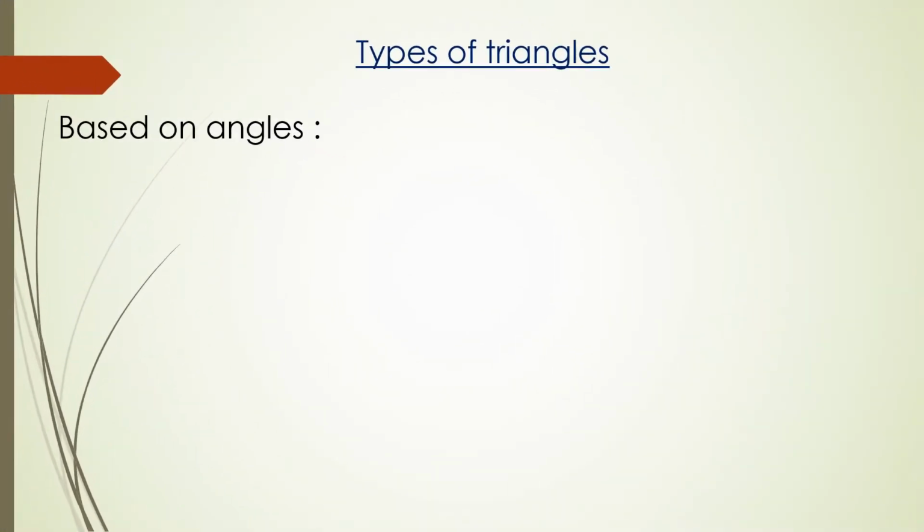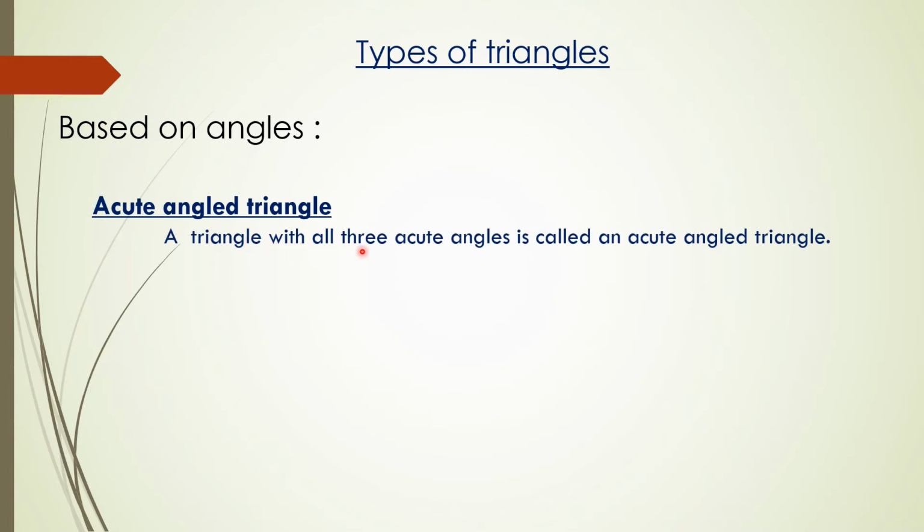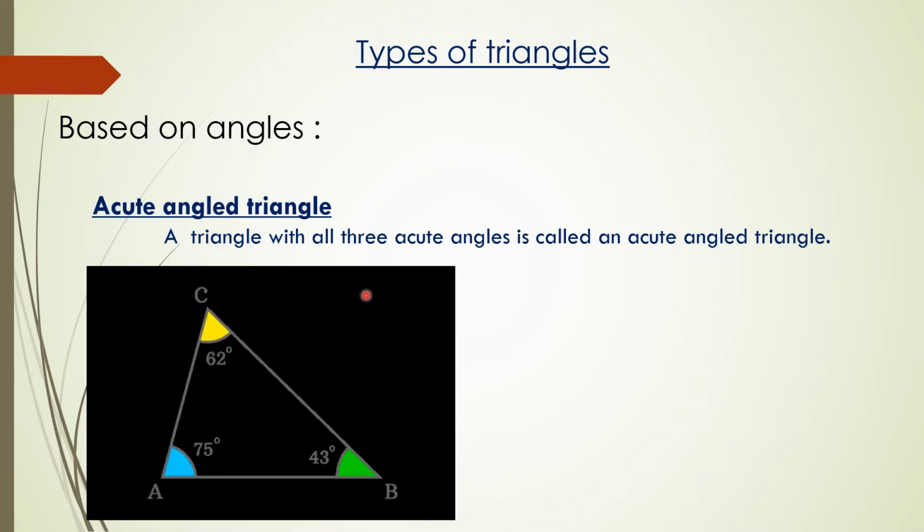Types of triangles based on angles. The first triangle name is acute angle triangle. A triangle with all three acute angles is called an acute angle triangle. This is the triangle ABC. All angles are less than 90 degrees. In triangle ABC, all three angles are acute angles.